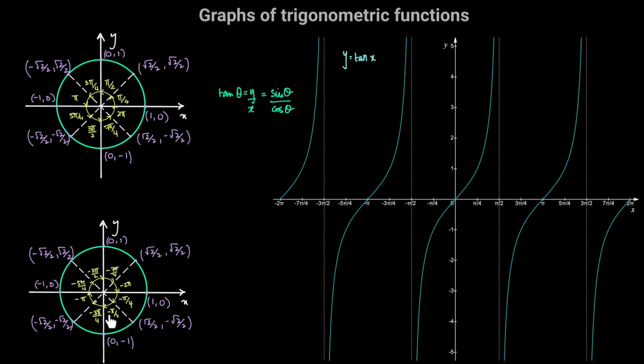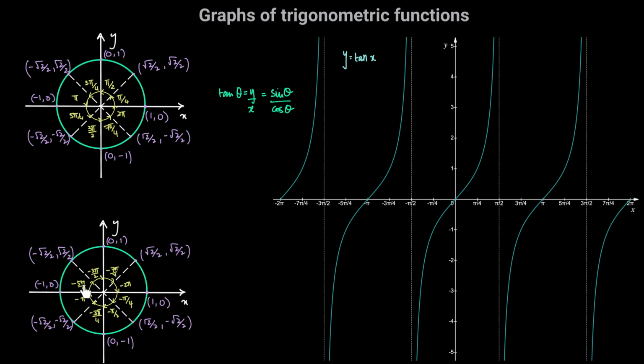When it's -90 degrees or negative pi over 2 radians, it's undefined. But just before that, it's a very, very large negative value. At -3 pi over 4 radians or -135 degrees, tan of x is equal to 1 again. So that's over here. Tan of x is equal to 1 when x is equal to -3 pi over 4 radians. And then negative pi radians is equal to 0. That's 0 divided by -1.